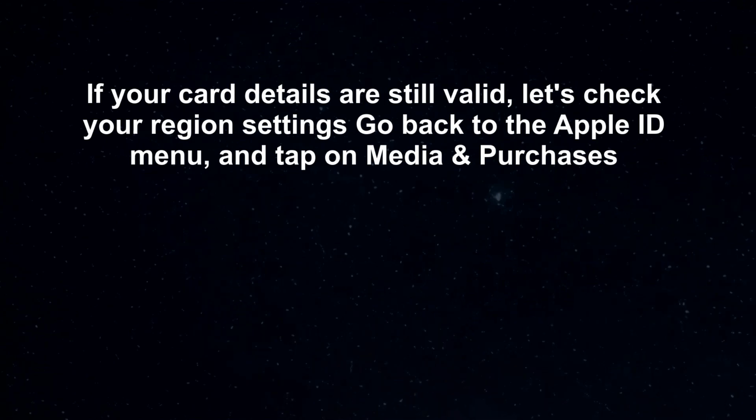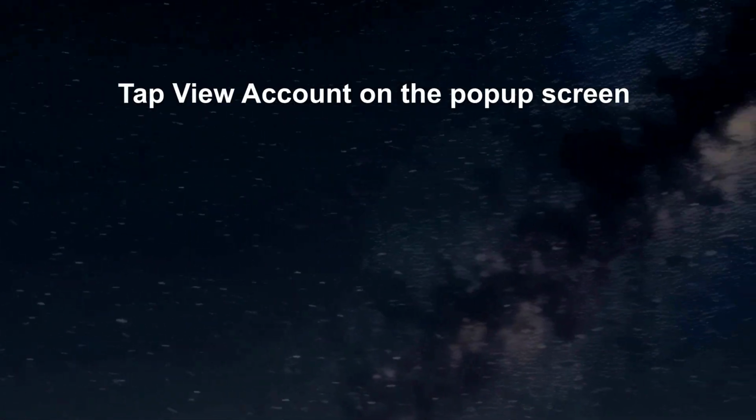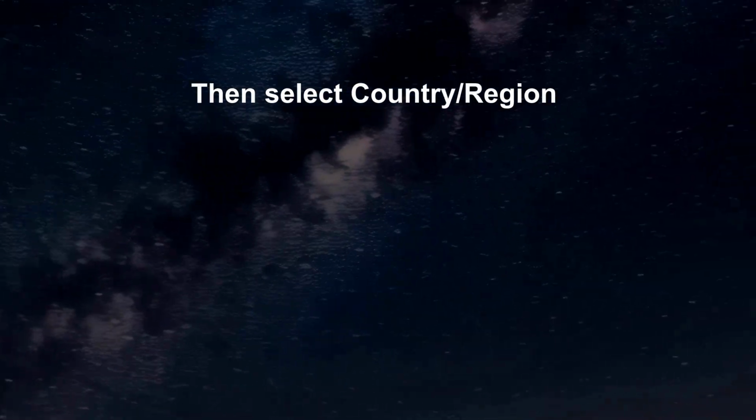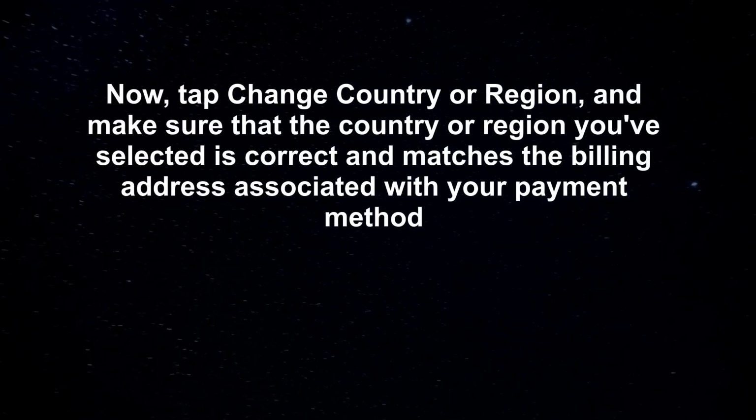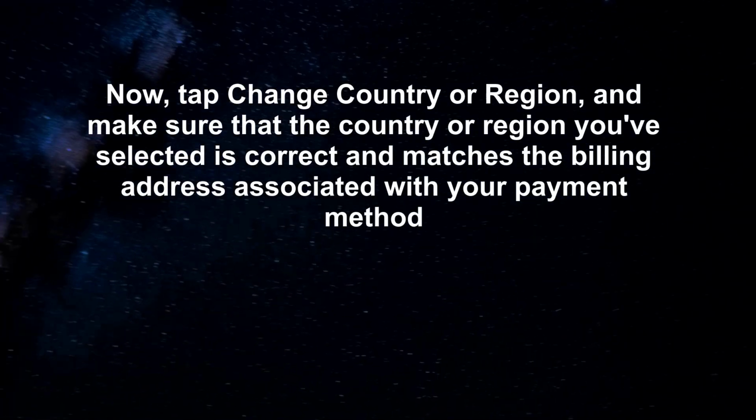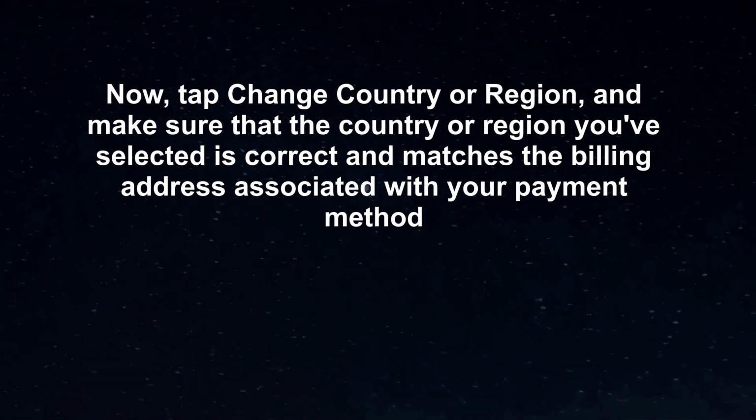Go back to the Apple ID menu and tap on Media and Purchases. Tap View Account on the pop-up screen. Then select Country, Region. Now tap Change Country or Region and make sure that the country or region you've selected is correct and matches the billing address associated with your payment method.